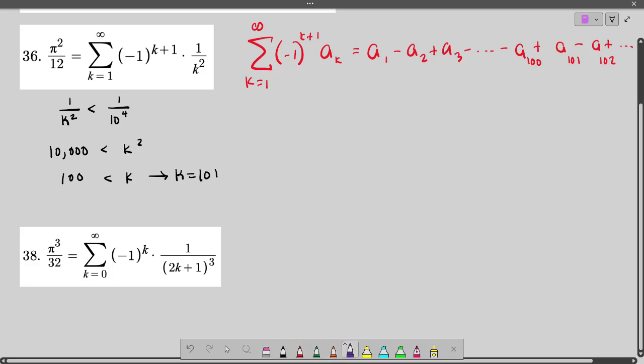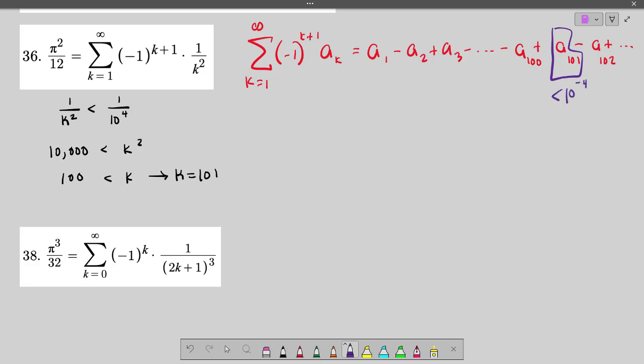This term right here is less than 1 over 10 to the 4, so it's less than 10 to the negative 4. So that is our remainder gauge. That is giving us a remainder of everything that's added up in front of it. So we add everything in front of it. So we want to add these.